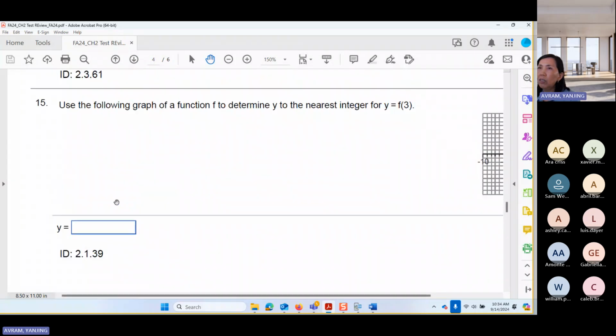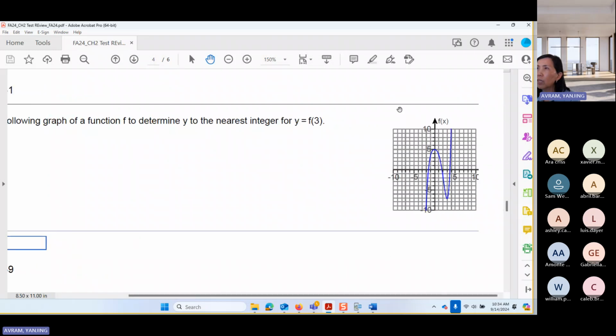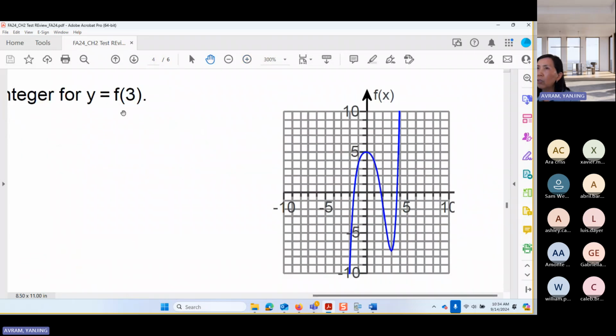Okay, number 15 here is the fourth section, so it should be the easiest one, right? Using the following graph of the function, determine y to the nearest integer for f(3). That means you want x equal to 3 and find how much y is. So this is just reading the graph. You can zoom in as much as possible. When x equals 3, so that's 1, 2, 3 right here, how much is the y?